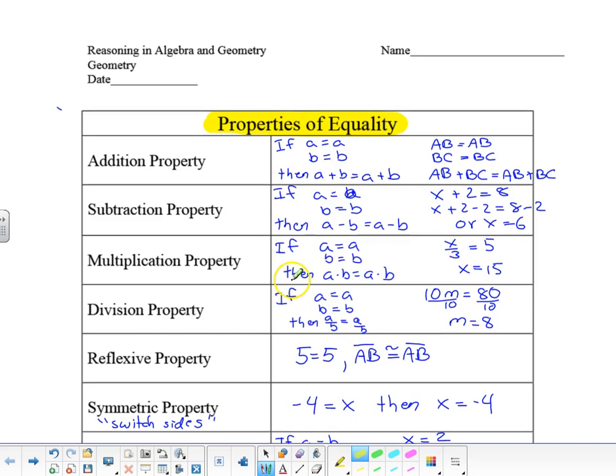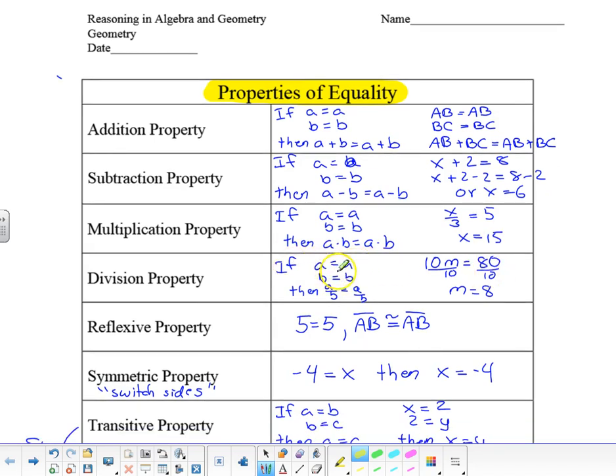Multiplication property: if A equals A and B equals B, then A times B equals A times B. We do that when we have an equation with a fraction in it, like x divided by 3 equals 5. We would multiply both sides by 3. And 3 times 1/3 gives us 1x, and 3 times 5 gives us our 15.